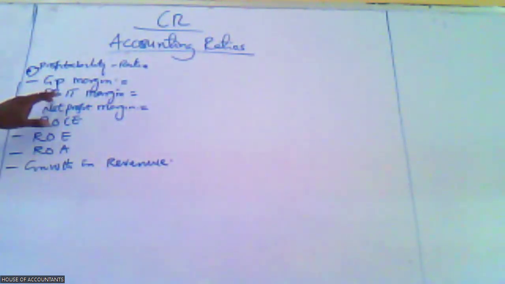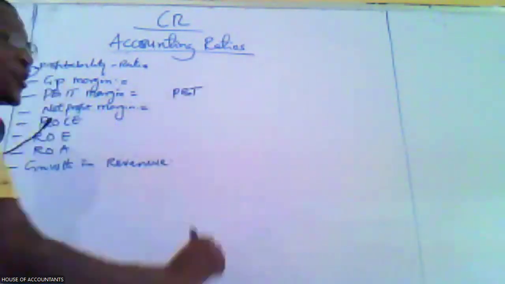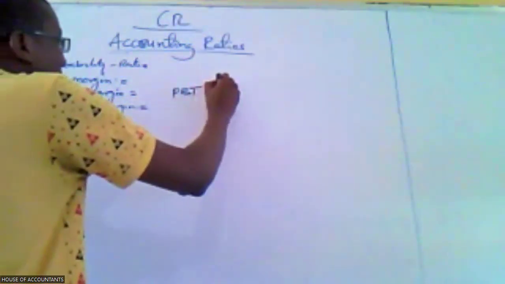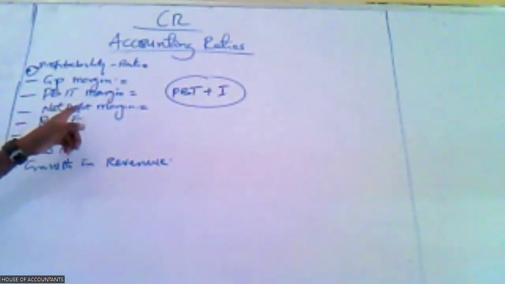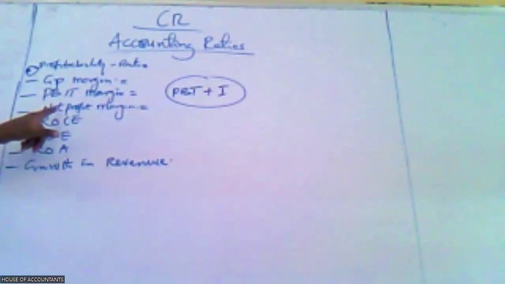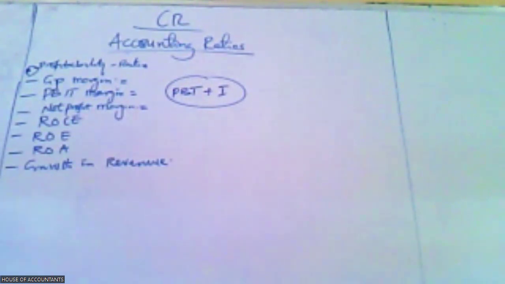So when you're talking about this profit before interest and tax, you will pick profit before tax, then add back interest. That is profit before interest and tax. Are we good to go? The next one is net profit margin. From the word, net profit over revenue multiplied by 100%. Okay. Then ROCE. This one is talking about return on capital employed.